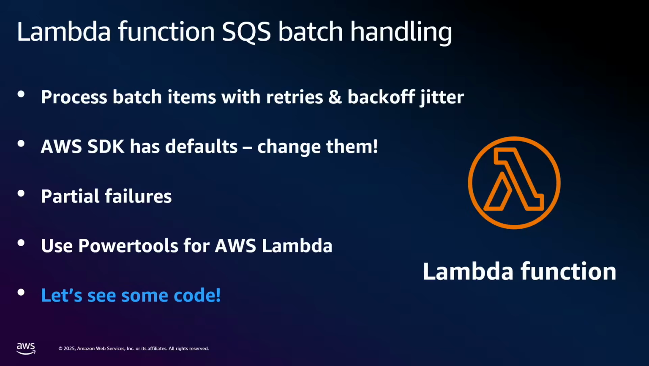When handling SQS batches in Lambda, there are 2 key principles to remember. First, implement retry with backoff. Your client should retry failed operations, but use exponential backoff to avoid overwhelming the system. This prevents the thundering herd issue where too many retries happen at once. And second, we've talked about it multiple times, implement idempotency. This means designing your function to handle repeated messages gracefully. These practices are crucial for building a resilient application.